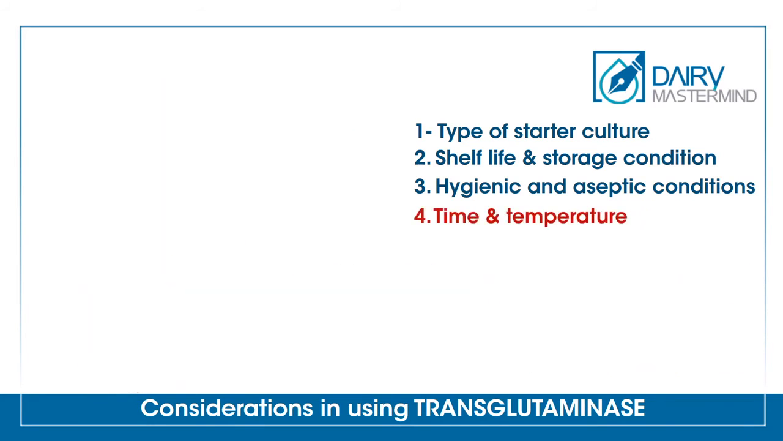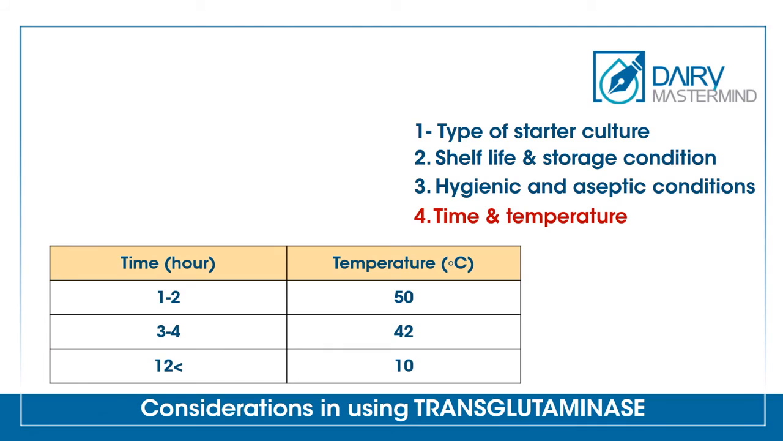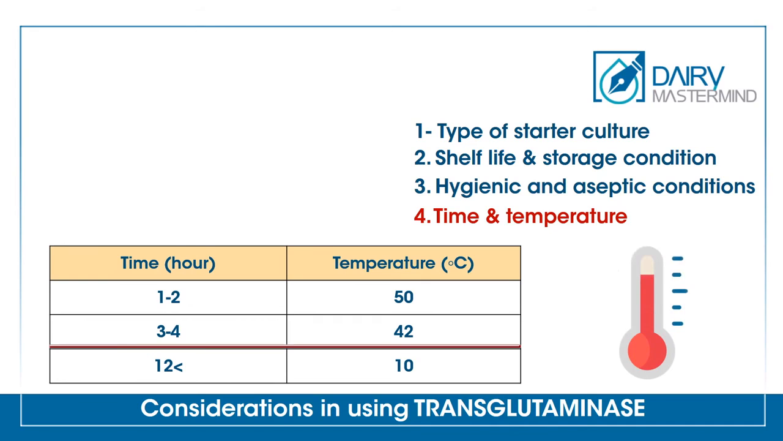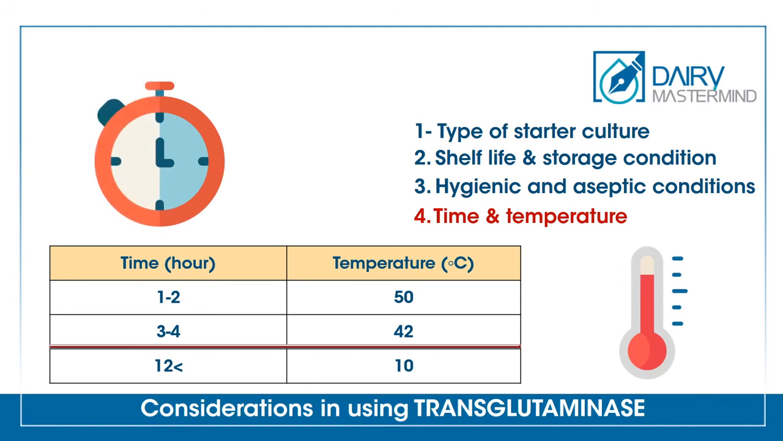At lower temperature, it takes longer to achieve the desired result with TG enzyme. For example, at 42 degrees Celsius, which is the temperature to add starter culture, it takes 3 to 4 hours to complete the reaction, which is equal to the time required for the fermentation process.